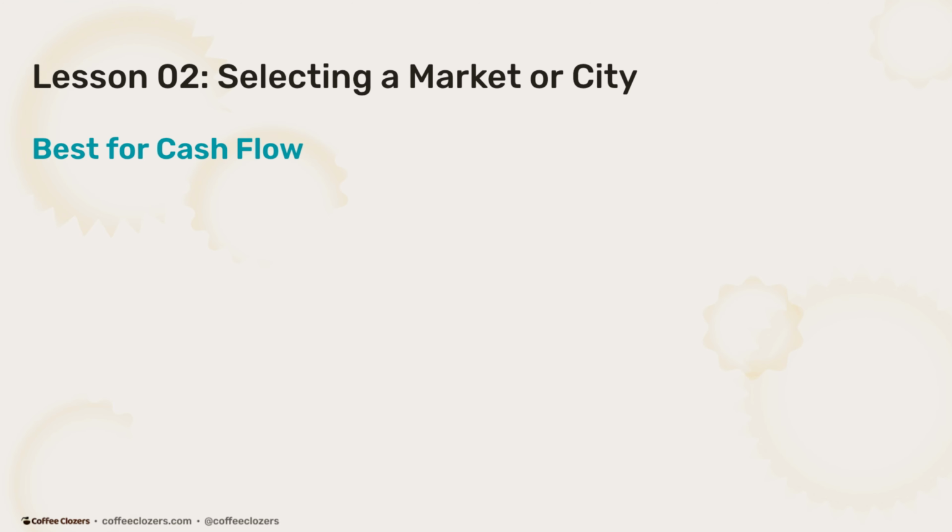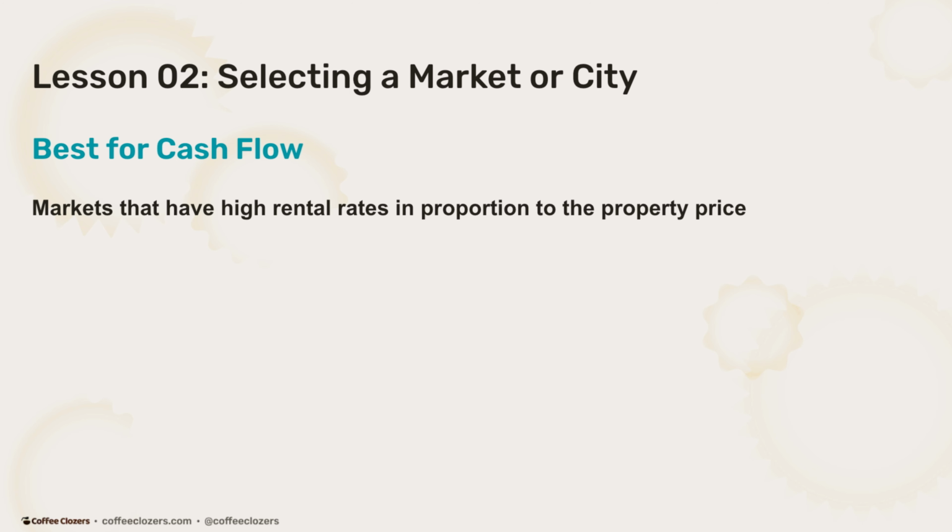So let's start with best for cash flow. If we want to invest for cash flow, we want to find markets that have high rental rates in proportion to the property price. So how do we find markets that meet this criteria? First metric is rent to price ratio. We will cover in detail what this ratio is. Overall, it helps to quickly gauge how profitable an investment will be for cash flow.